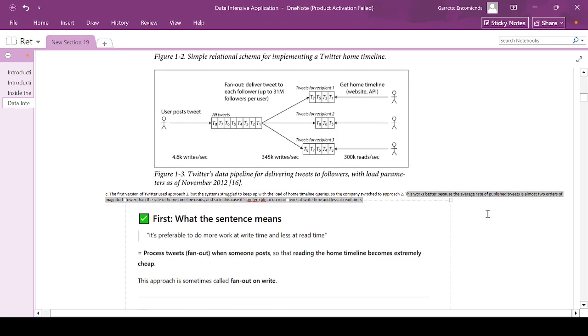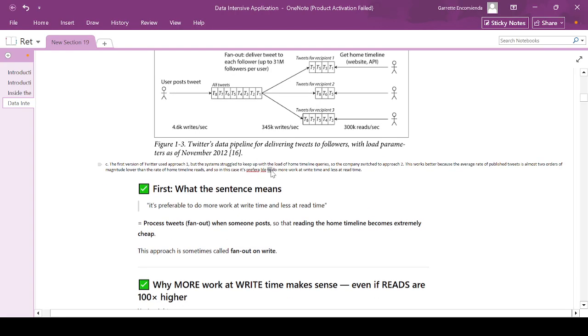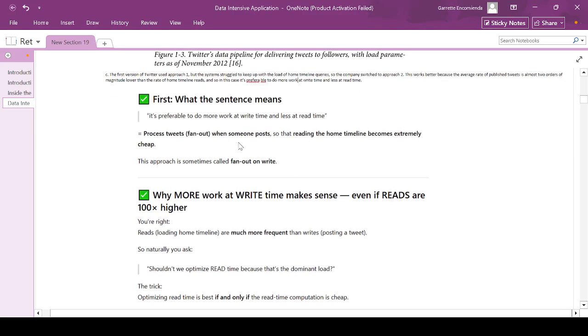This works better because the average rate of published tweets is almost 2 orders of magnitude lower than the rate of home timeline reads. Actually, it's not 2 orders. So maybe that means like 100 times, because as you can see, 300,000 and 4,000 is almost 100 times difference in magnitude. So in this case, it's preferable to do more work at write time and less at read time.